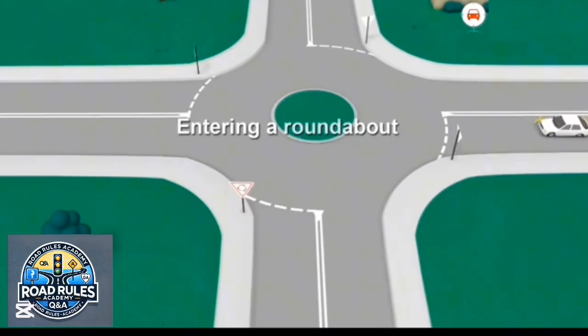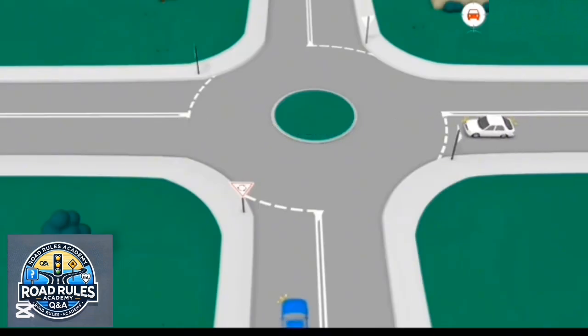Entering a roundabout. When you are entering a roundabout, you must slow or stop to give way to any vehicle already in the roundabout. You must also continue to use your indicators if you intend to turn left or right or make a U-turn.